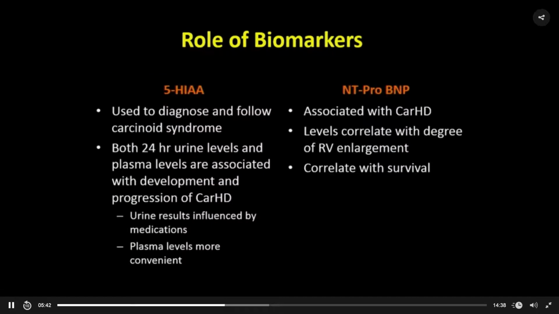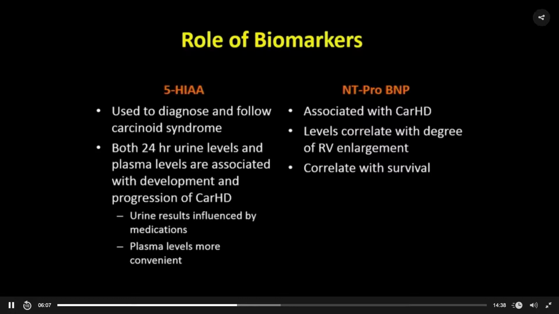So how do we identify patients who have neuroendocrine tumors that might be at risk for carcinoid heart disease? There are 2 biomarkers that are helpful in this regard. 5-HIAA, which is the level that was elevated in our patient, is used to diagnose and follow carcinoid syndrome. Both the 24-hour urine levels and plasma levels are associated with both the development and progression of carcinoid heart disease.